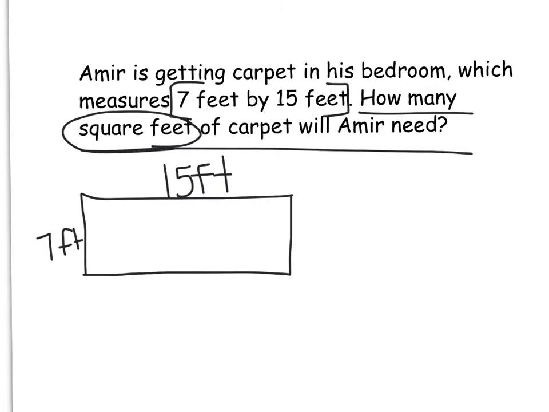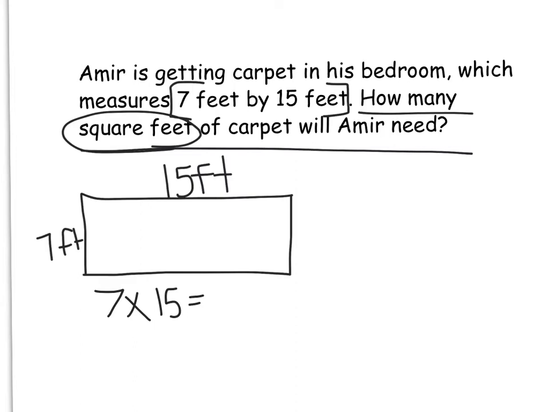So I know that in order to find the amount of square feet he needs to cover his bedroom, I'm going to have to multiply 7 times 15. That is a big multiplication problem. 7 times 15. I haven't taught you how to do that yet, but what I have taught you is the distributive property. So we can break 15 up. We can break 7 times 15 up into 2 smaller multiplication problems.